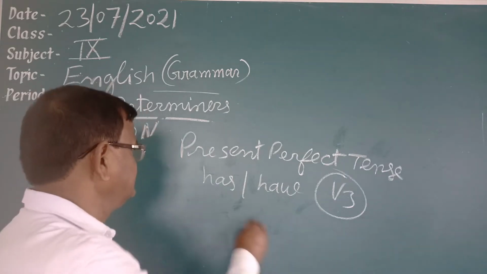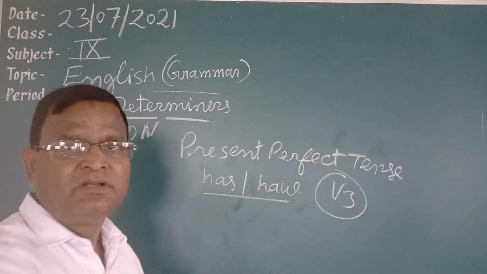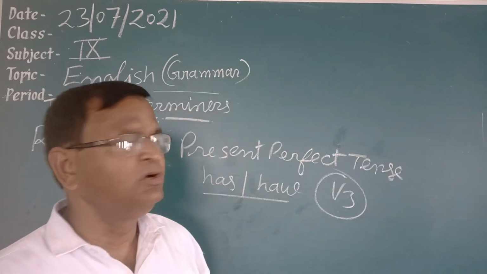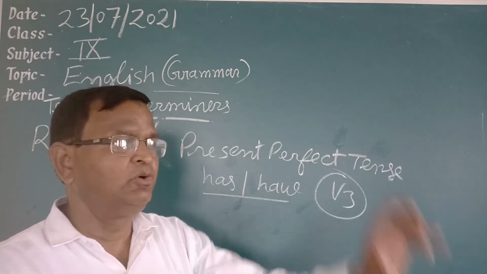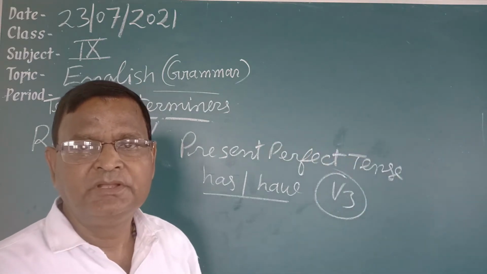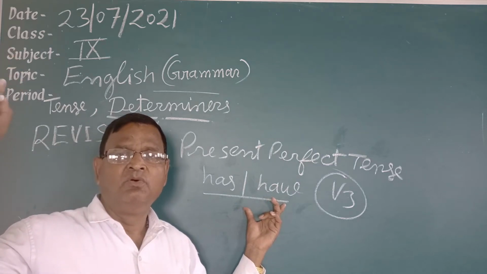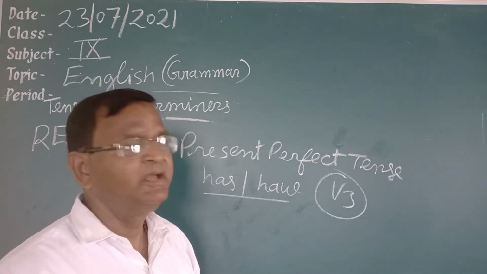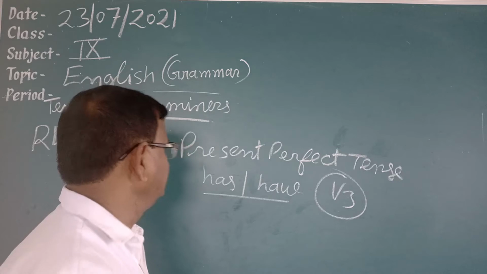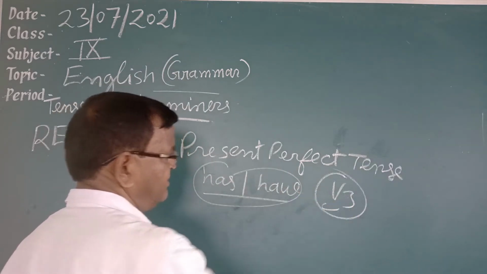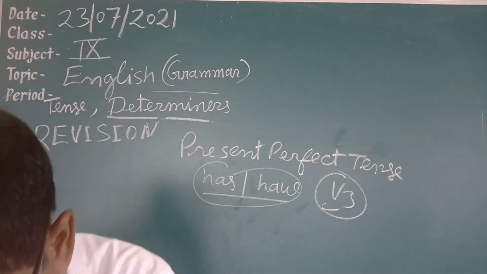If interrogative sentence is there, then has or have comes at first. Have you taken tea? Has she cooked food? Like that. If an interrogative word is there, then it comes at first. Where have they gone? What have you eaten? Like that. Students, in this tense, has and have, two helping verbs are there, and verb third form is used. Now see the fourth part.